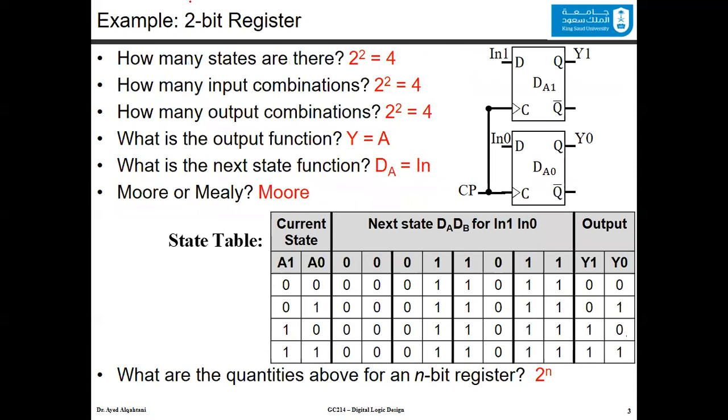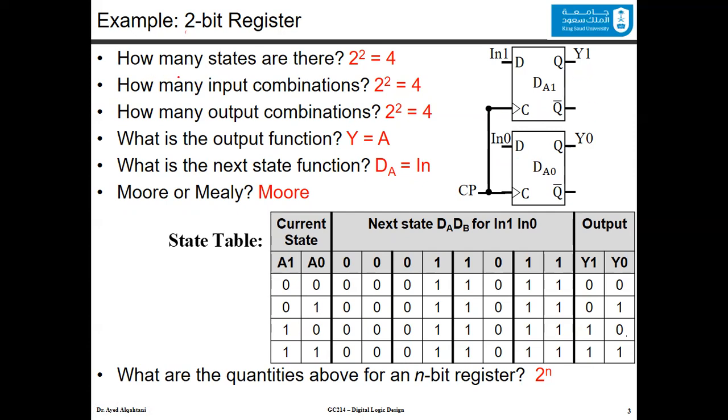This is a simple 2-bit register. You can see that we used 2 D flip-flops with the same clock going to both of them. And there are the inputs in the circuit, input 0 and input 1. Those are the values that we want to store inside the flip-flops. And there are the 2 outputs, Y0 and Y1.